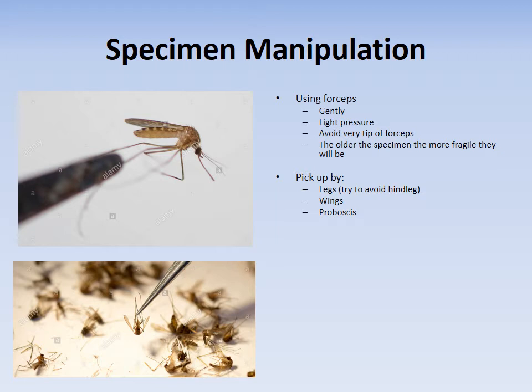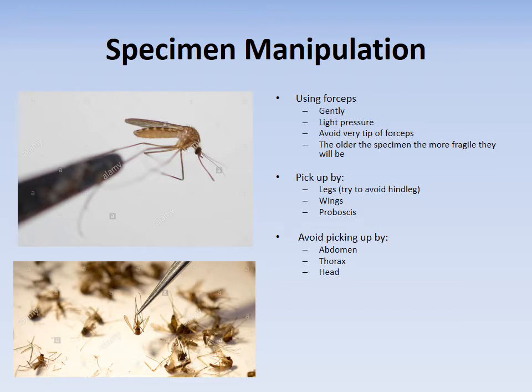Going for the wings, maybe a certain portion of the wing, the tip of the wing, so that you're not damaging it. The proboscis, all of these, if you have to manipulate the mosquito in certain ways, you can use all of these different body parts just to be able to move it around correctly.